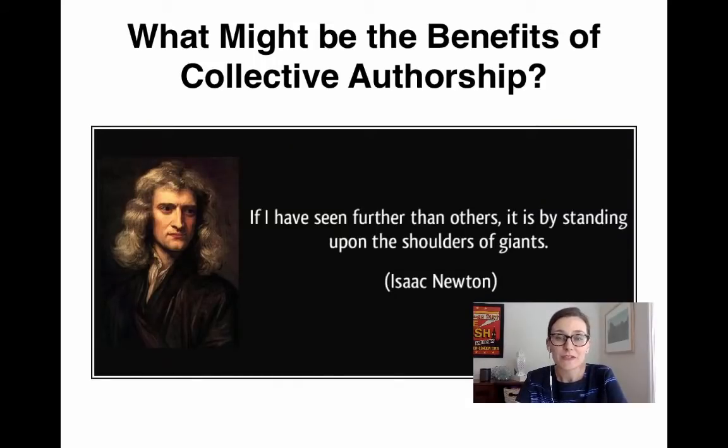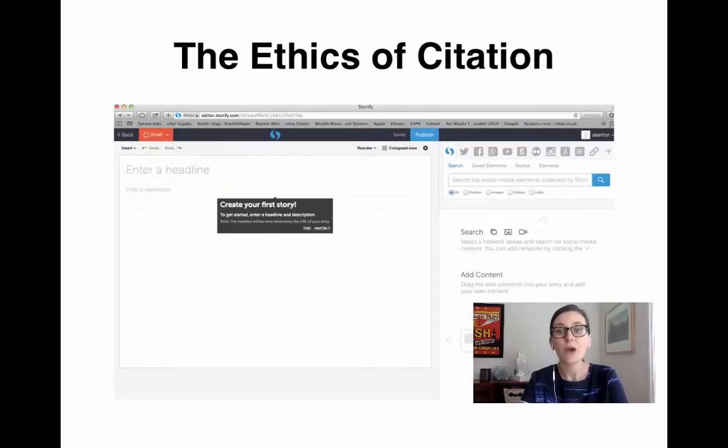We also want to think in this unit about the potential benefits of collective authorship. I like this quotation from Isaac Newton. What he's saying is that his own science benefited from the science of others that came before him. It's not just about his individual intellectual property, but his ability to use and build on the intellectual property of others. One of the things we'll be talking about as well in this unit is the ethics of citation.